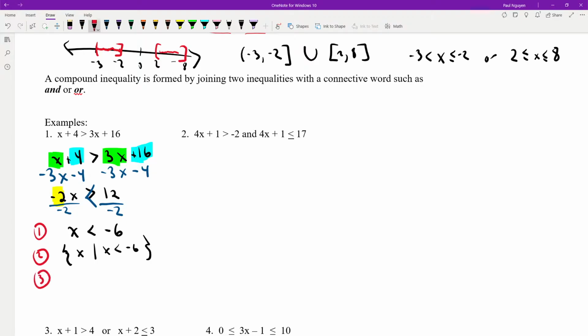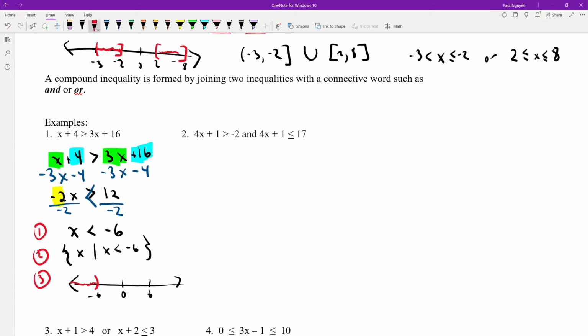The third thing I can do is a graph. So here's my number line. Here's 0, positive 6, negative 6. And I want everything that's less than negative 6. That's all this stuff. And I don't want to include the negative 6, so I can put a parenthesis or an open circle here.